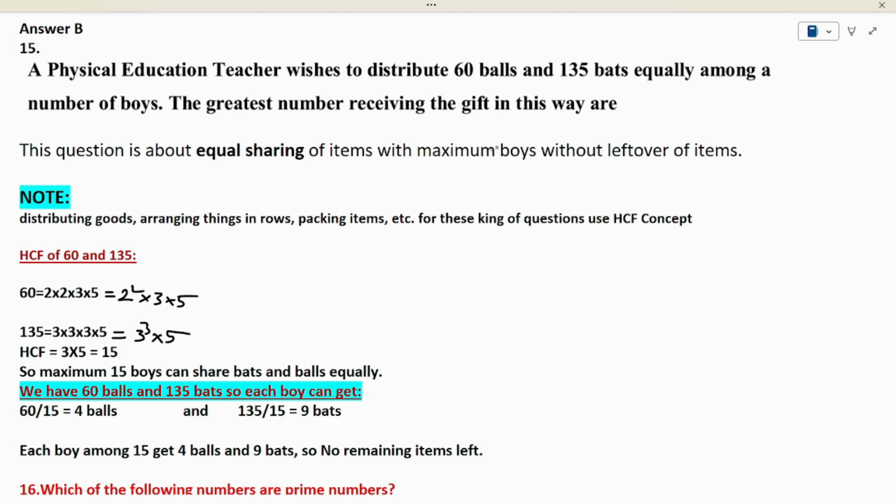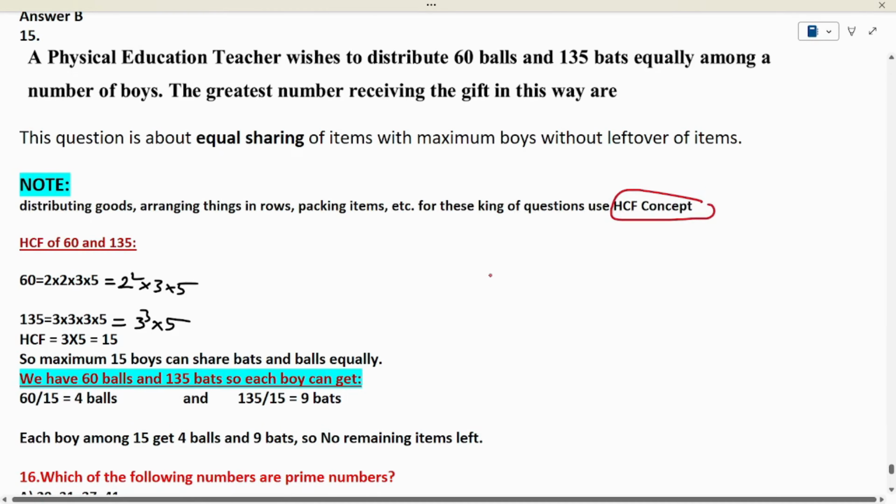This question is about equal sharing of items among the maximum number of boys without leftover items. Always remember that in any problem of distribution of goods, arranging things in rows, or packaging of items, for this kind of question always use the concept of HCF. Here, we need to use the concept of HCF. First of all, we need to find the HCF of 60 and 135. First, we make a prime factorization of 60 and 135.